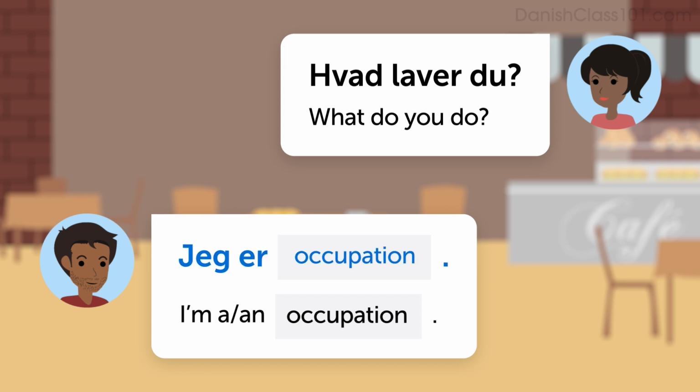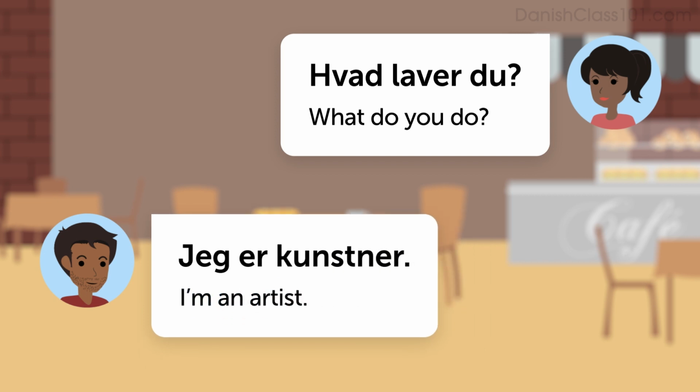Jeg er, your occupation. This Danish sentence literally translates into I am occupation without the article, but it means I'm an occupation in English. For example, I'm an artist. Jeg er kunstner.